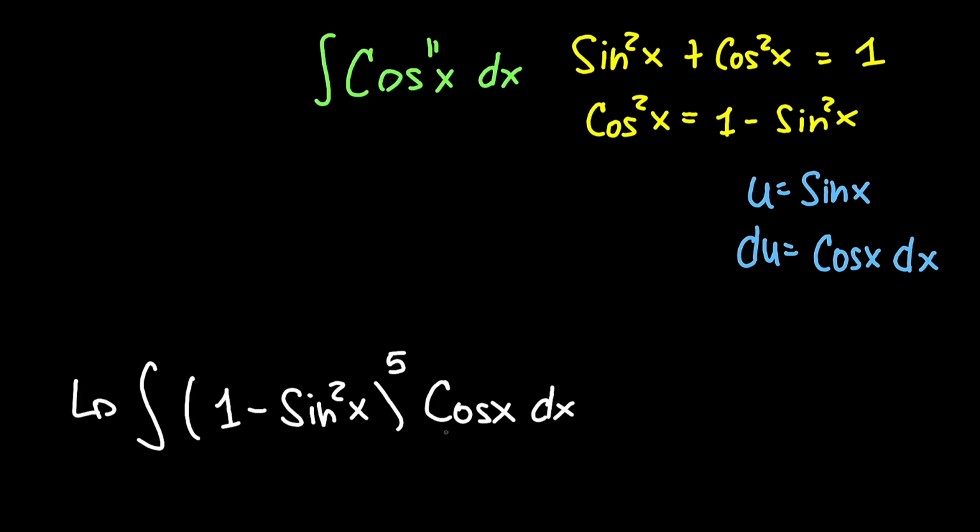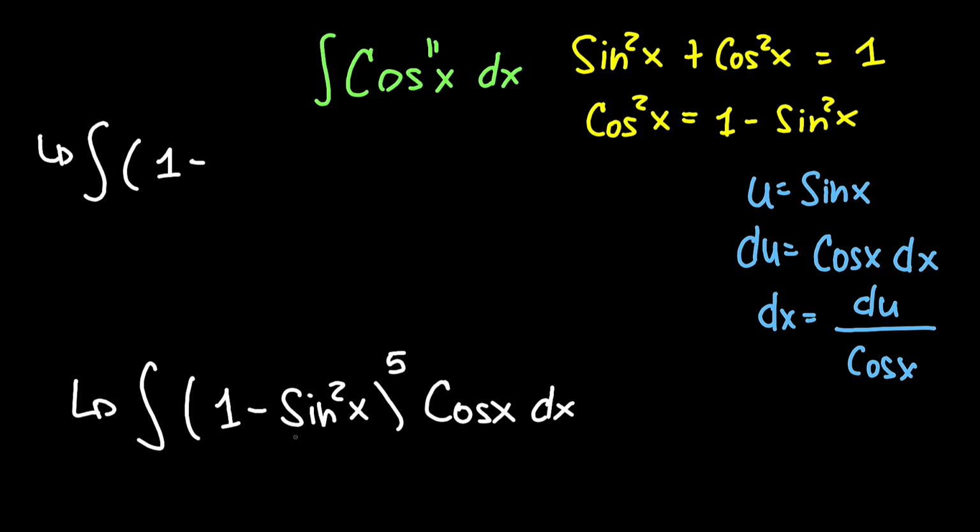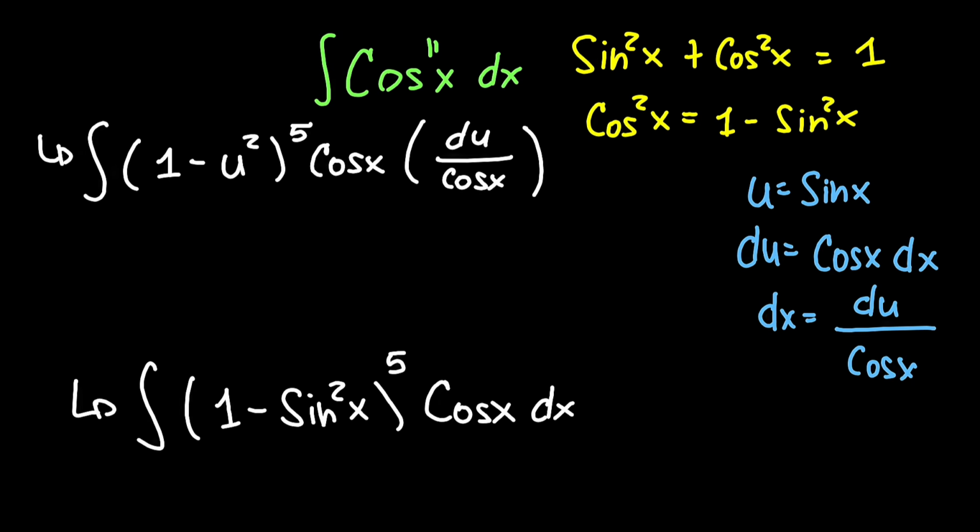You can see here that cosine of x dx is the same as du. But if you want to be sure, just isolate dx here, which makes this dx equal to du over cosine of x. By that, we would have this value, the integral of 1 minus, since this is sine squared of x, it would be u squared raised to the power of 5 multiplied by cosine of x, and taking the value of dx, which is du over cosine of x. You can see here that cosine of x would cancel, which leaves you with a du in here. So this would be your value now.